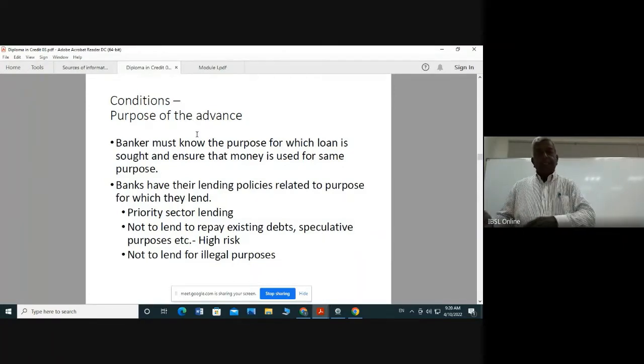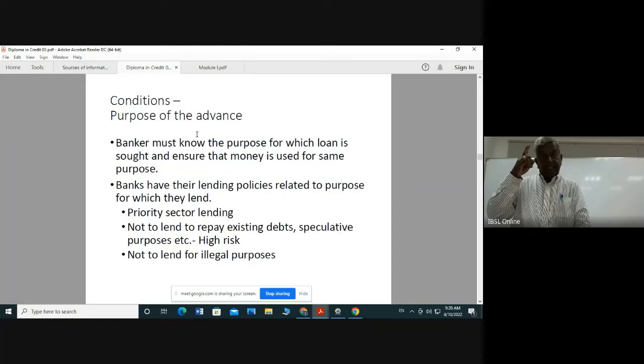to mortgage to the State Mortgage and Investment Bank or the National Savings Bank. And then not to lend for illegal purposes, that is obvious. For illegal purposes, the banks won't grant any facility. So this is the purpose of advance, one of the conditions.